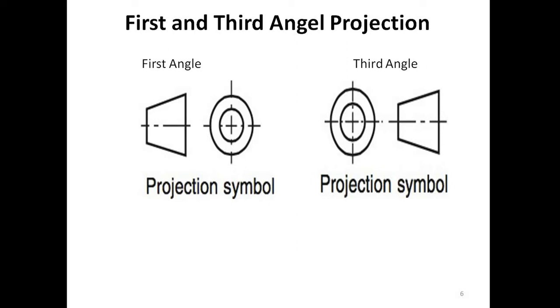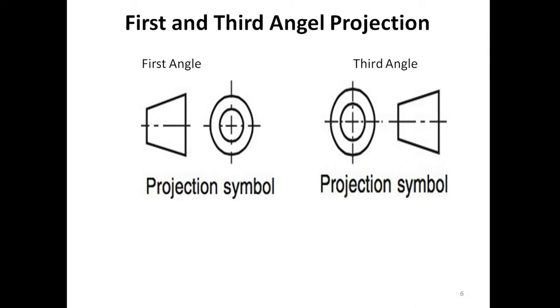Then in the third angle projection method, again consider the taper piece, and looking at the left hand side view, from the left side, the first circle is clear, the second circle is also clear. It means that by looking from the left side, the sketch is drawn on the left side.